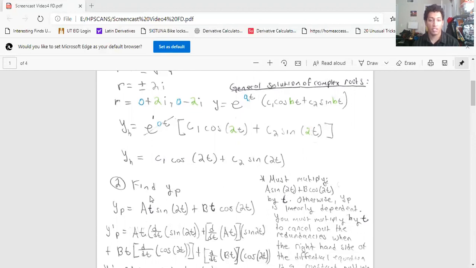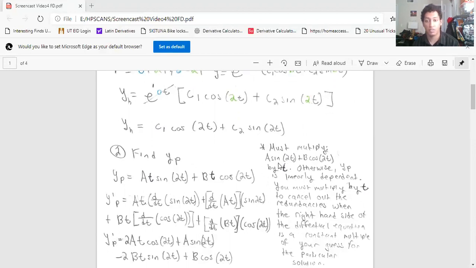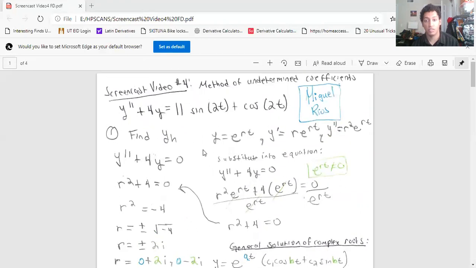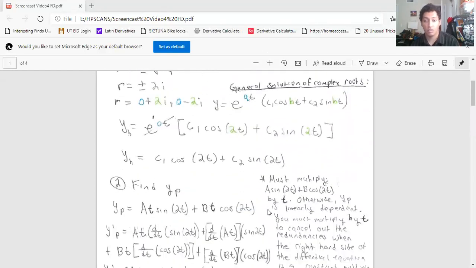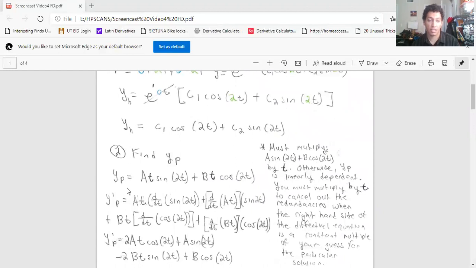Now we're going to find the particular solution. At first you would think you'd use this form over here, but it won't work because this form, a sine 2t plus b cosine 2t, is linearly dependent on the right-hand side of the equation. Like this over here is a constant multiple of this. To cancel out the redundancies, you have to multiply the a sine 2t plus b cosine 2t by t, and that's what I did here. That's what makes it work. So that's how I got the format of the particular solution: a t sine of 2t plus b t cosine of 2t.